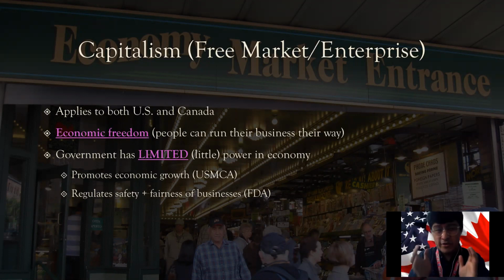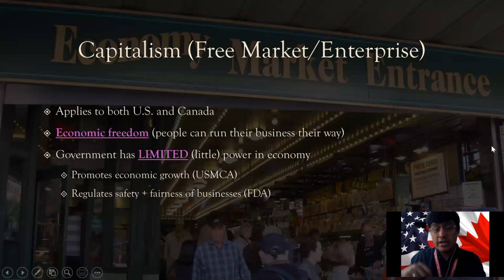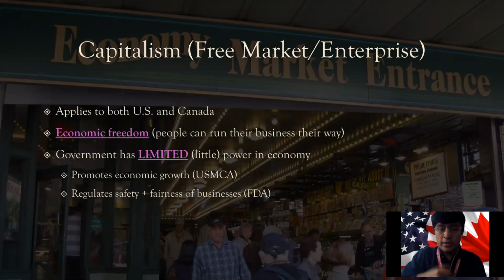The government has very, very little power, but the small amount of power they do have tends to be to promote economic growth, such as the trade deals that we discussed in a previous lesson, like NAFTA, the North American Free Trade Agreement, that is now obsolete. It is now the USMCA, or the United States-Mexico-Canada Agreement. So government does help promote the economy in that sense.